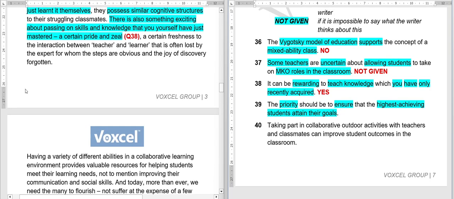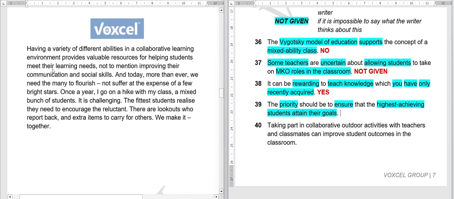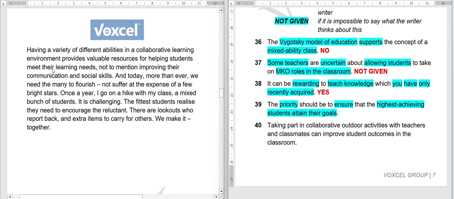Let's see. Here there is no mention of the priority. So let's read the last paragraph. Having a variety of different abilities in a collaborative learning environment provides valuable resources for helping students meet their learning needs. So now they're saying that if you have different abilities in collaborative learning, you will get an environment which will provide valuable resources to help students meet their learning needs, not to mention improving their communication and social skills.